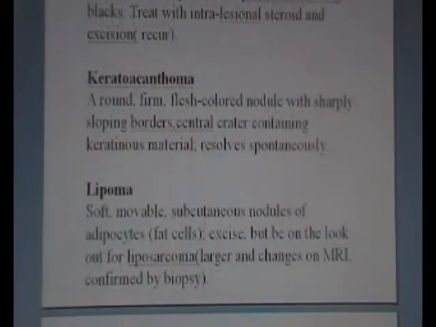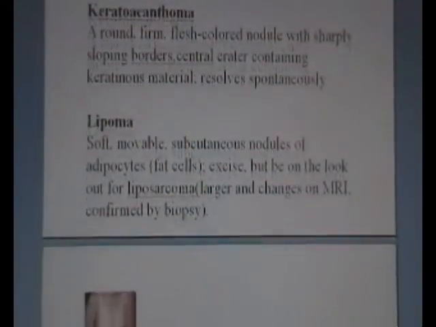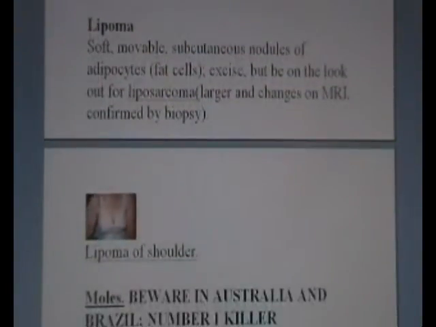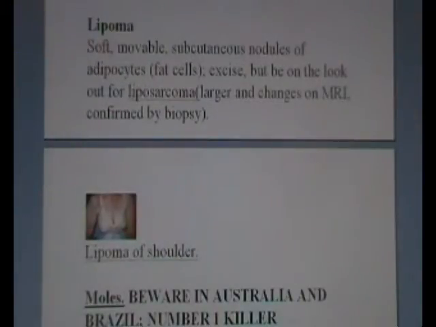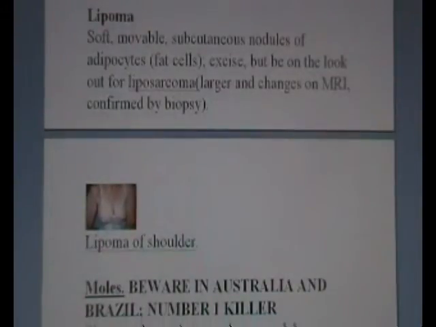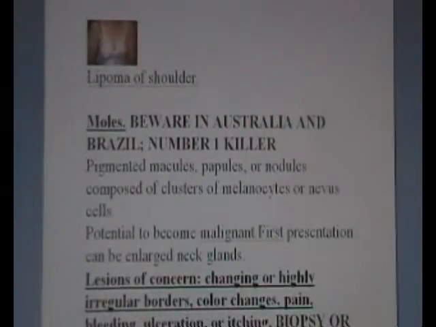Keratoacanthoma, firm flesh-coloured nodule, sharply sloping borders. Lipoma. Lipoma is a large swelling, a tumour, you can read it here. It's benign, of course, and you can see the picture here, a large lipoma in the shoulder area. Nothing serious actually. Liposarcoma I mentioned here, but it's pretty rare actually, and it'll be larger, with changes on the MRI. So lipomas, benign fat tumours, large, patients annoyed about it, and it can become quite stressful.